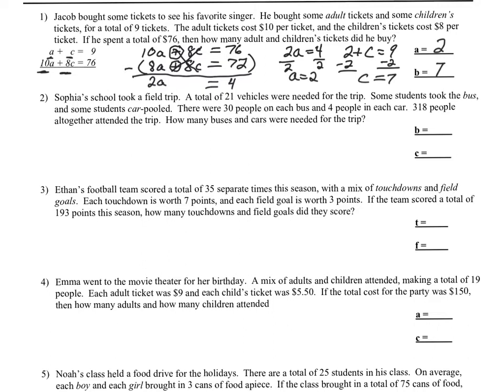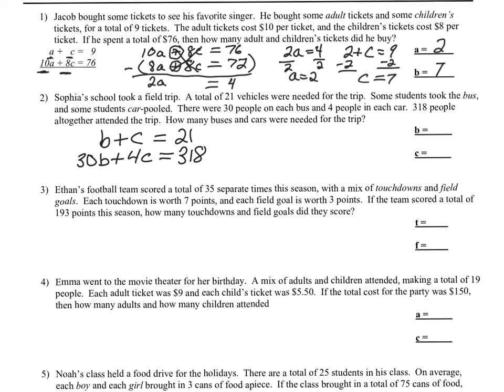Well, I know that buses and cars both went. So I'm going to put buses first and cars, and the total number of vehicles was 21. Don't know how many buses yet, don't know how many cars. I also know that 30 people can fit on the bus. So if 1 bus, 30 times 1. If 2 buses, 30 times 2, 3 buses, and so on. And the number of people that fit in each car is 4, and all together 318 people went.